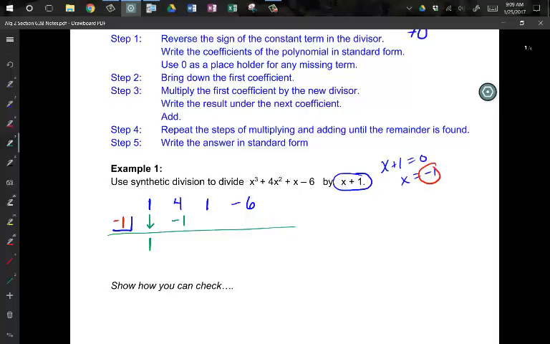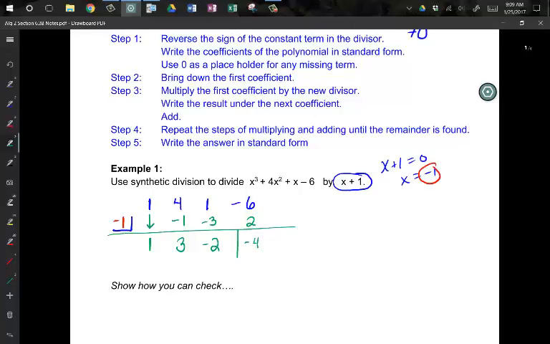Now let's do it again. Add 4 plus -1. 3. Put the 3 down there. Multiply the red -1 times the 3, and you get -3. What do we think to do next? Add. 1 plus -3 is -2. Multiply -1 times -2. 2. Put a little line here. What's -6 plus 2? -4. And we're done.